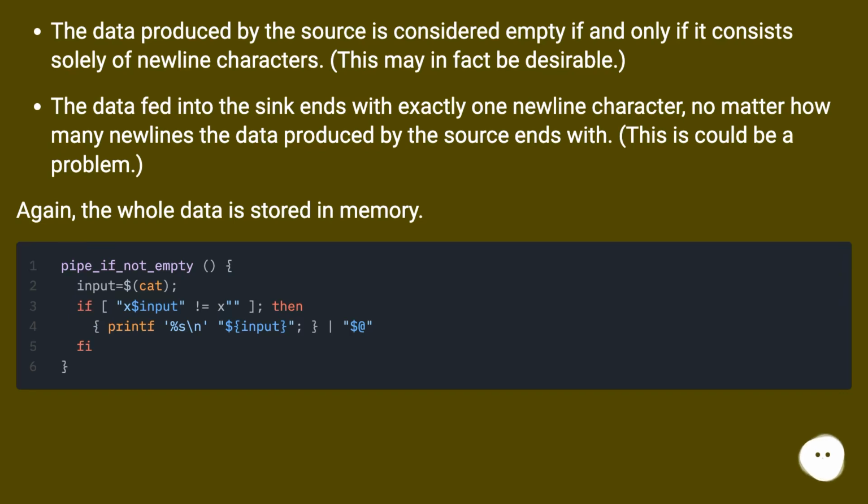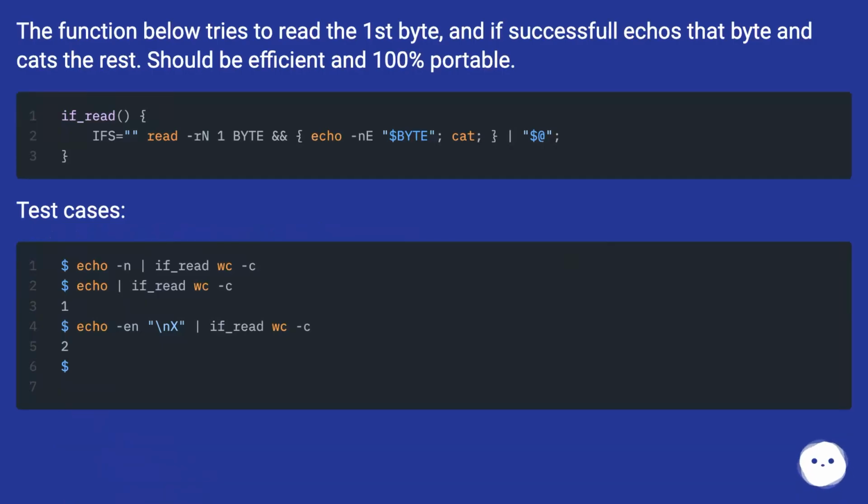The data fed into the sink ends with exactly one new line character, no matter how many new lines the data produced by the source ends with. Could be a problem. Again, the whole data is stored in memory. The function below tries to read the first byte, and if successful echoes that byte and cats the rest. Should be efficient and 100% portable.